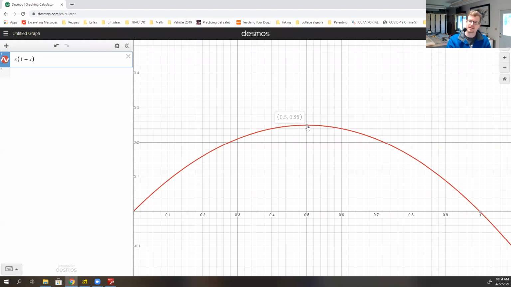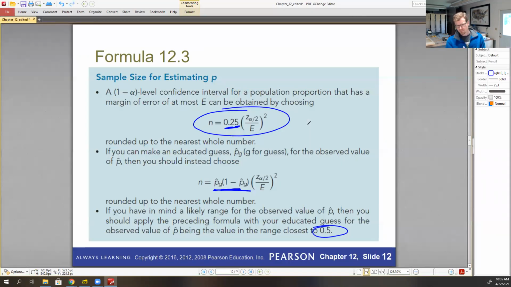This is the graph of it. That's the highest point on the graph. So we know that that's the highest value. So that's fantastic. All right, so that gives us 1/4 as the worst case scenario.